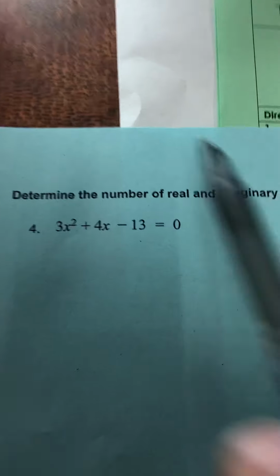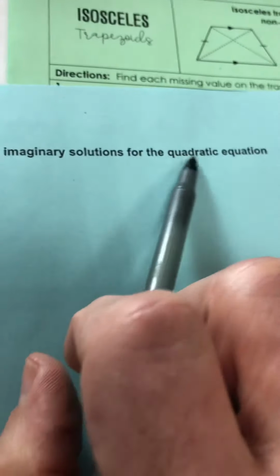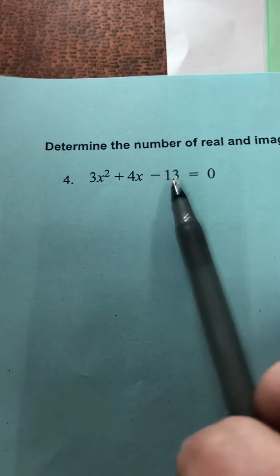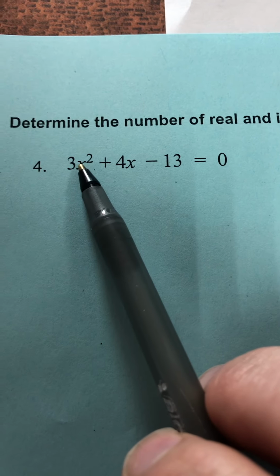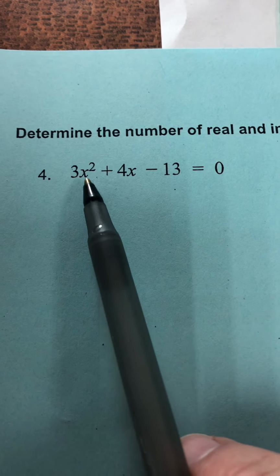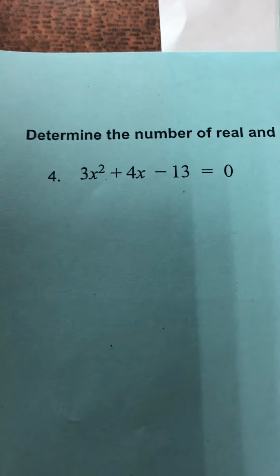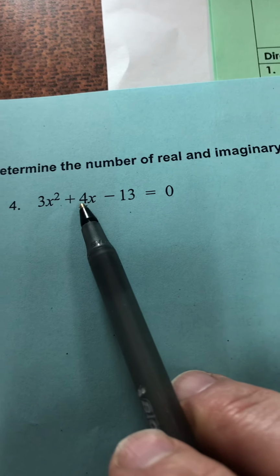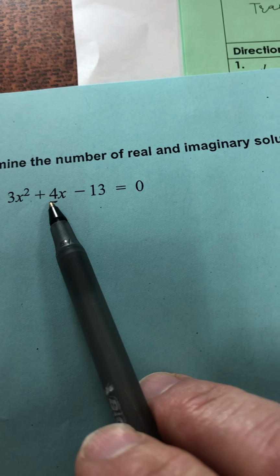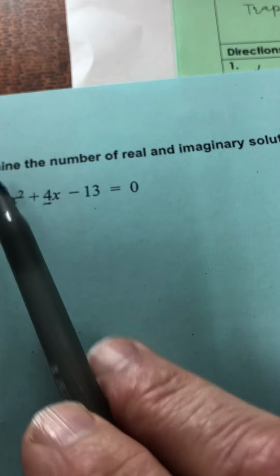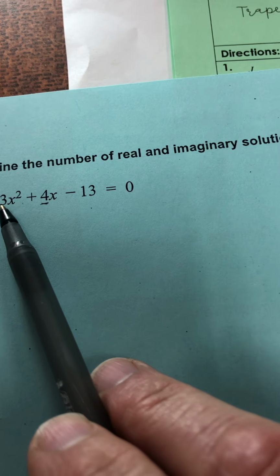And then this one, determine the number of real and imaginary solutions for the quadratic equation. It's set to 0 already, so this is nice. So once again, you're going to use that formula that I showed at the beginning of this, and you're going to take your b. Your b this time is just a regular 4, so you don't have to put negative in front of it. So it's 4. So you're going to take your b squared minus 4 times the a value times the c value. Now the c value has a negative with it.